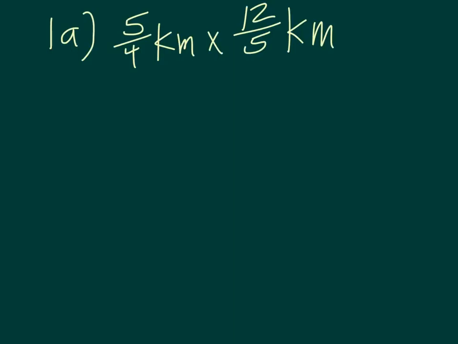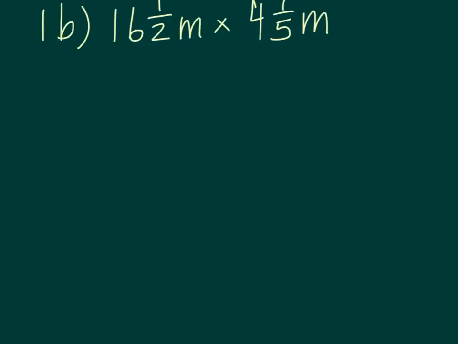Pause the video after you have attempted 1A on your own. Check your answers by pressing play. Let's look at 1B. The problem is asking us to find the area of 16.5 meters by 4 1/5 of a meter. Pause the video and think about whether an area model would be more efficient or if we should just convert these mixed numbers into improper fractions and multiply. What would be a more efficient strategy?